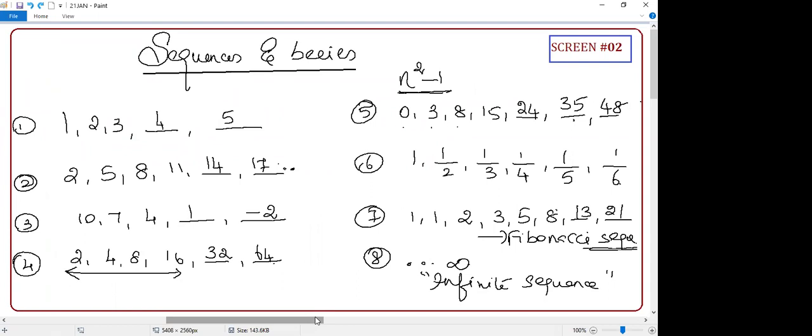Sir, we can directly use a plus n minus 1 into d. Yep, sir. Since you know AP, you are saying that. That's what I'm saying. If you don't know AP, what you will write? Yes, sir. Guys, I'm thinking you guys don't know anything.